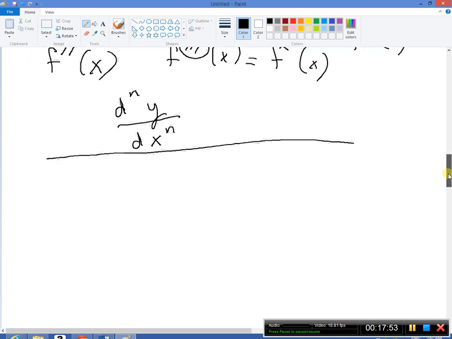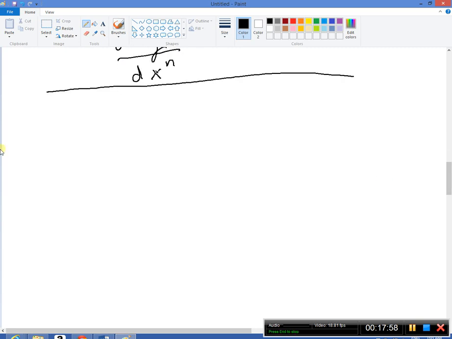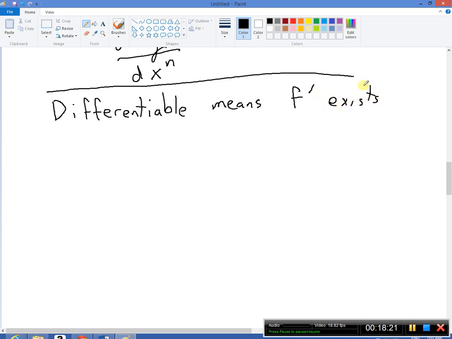All right. So the next to last thing we need to talk about is what it means for a function to be differentiable. This is actually very easy. We say that a function is differentiable if the derivative, f prime, exists. So we talk about differentiable at a point A. That would mean that f prime at A exists.